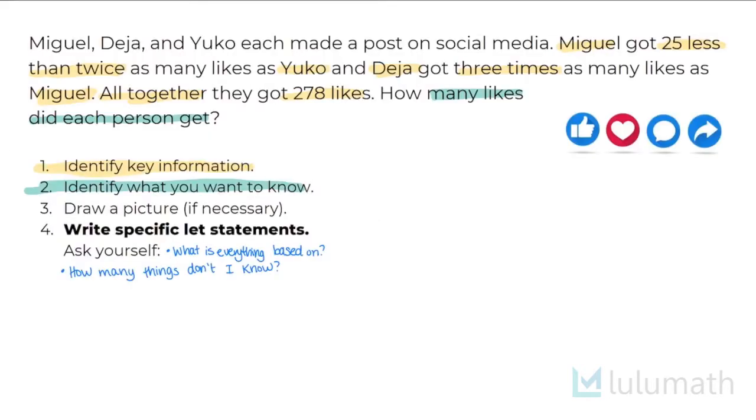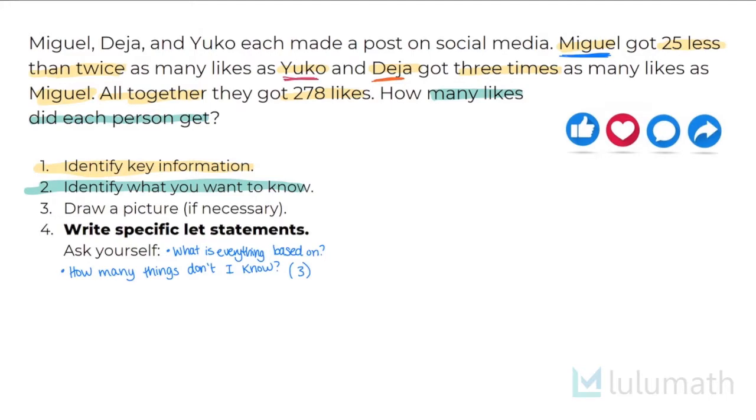Looking here, I don't know how many likes Miguel got. I don't know how many likes Yuko got, and I don't know how many likes Deja got. So in this specific problem, there are 3 things that I don't know, which means I'm going to need to write 3 let statements. And you know what? I'm going to put Miguel in blue, Yuko in red, and Deja in orange. Since I'm going to have 3 specific let statements, I need to ask myself, what is everything based on? So I know what my first let statement is going to be. Writing that first let statement sets the stage for the rest of the problem solving that I'm going to do here.